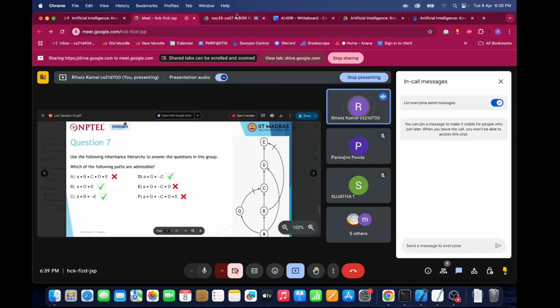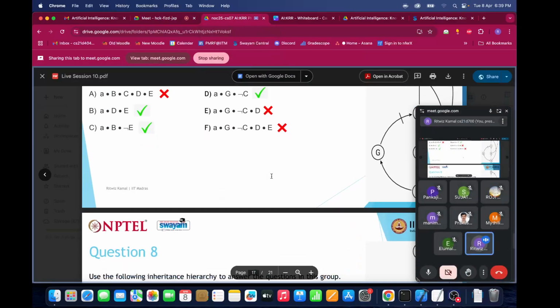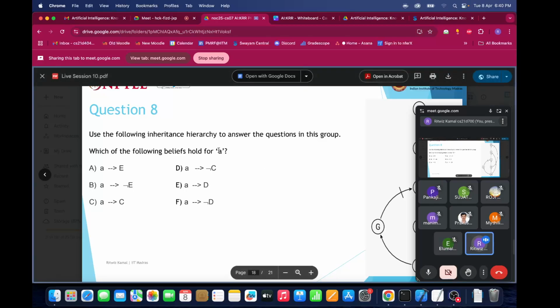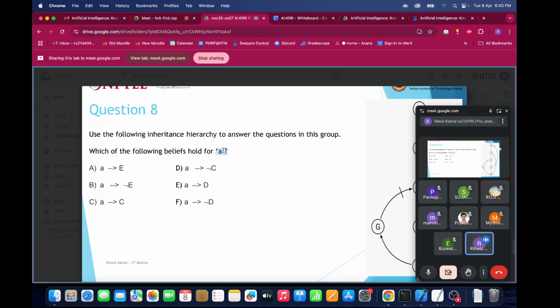Okay, let's move on to the next question then. So again the same inheritance hierarchy is given to us. Now here we have to deal with beliefs. Remember I mentioned beliefs in one of the initial questions that we encountered. And this question asks us which of the following beliefs hold for the node A.